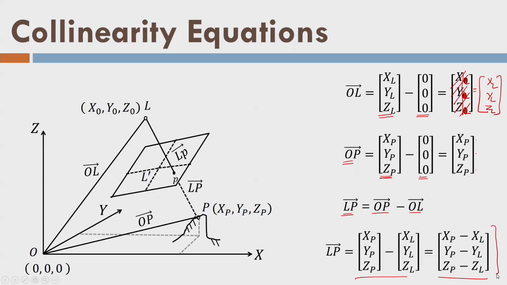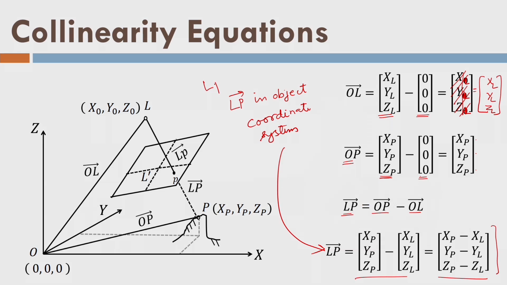So I have expressed this vector LP in the object coordinate or the ground coordinate system by this. Now I need to find out this LP in the object coordinate system.